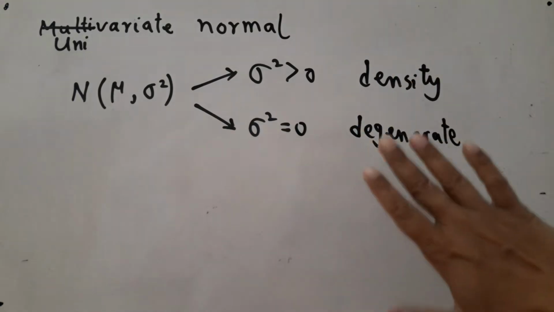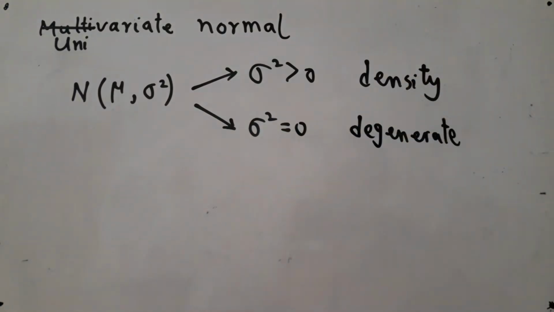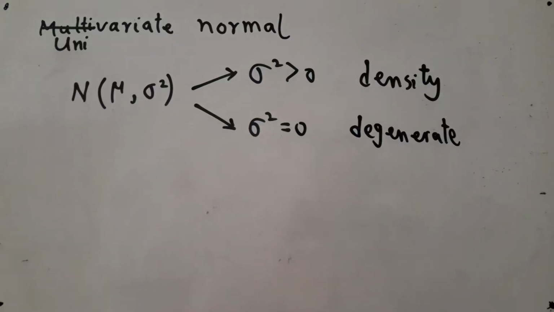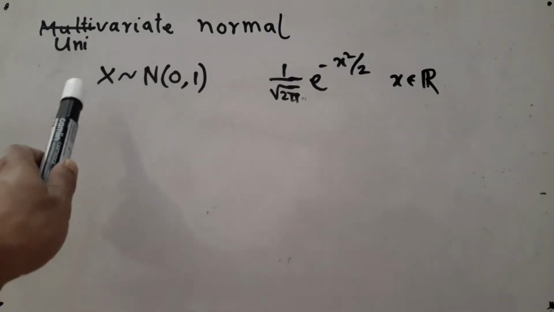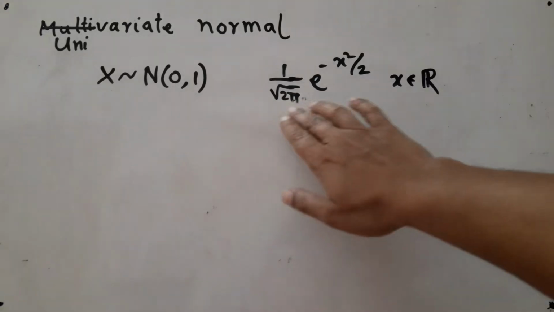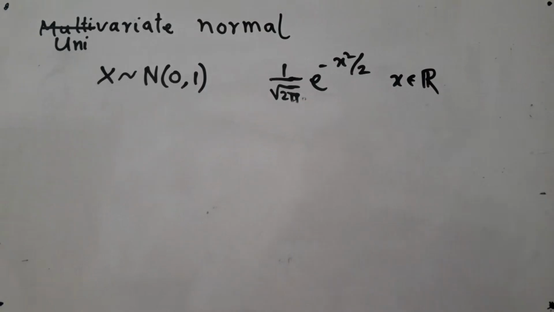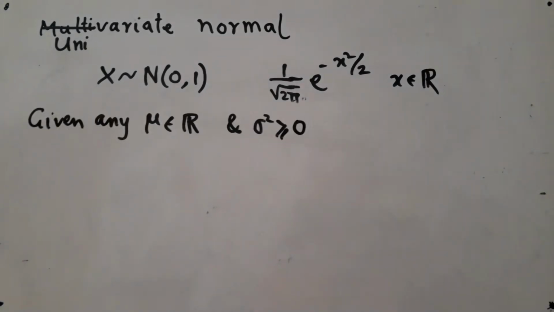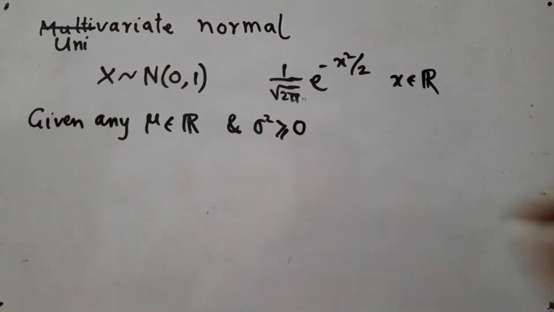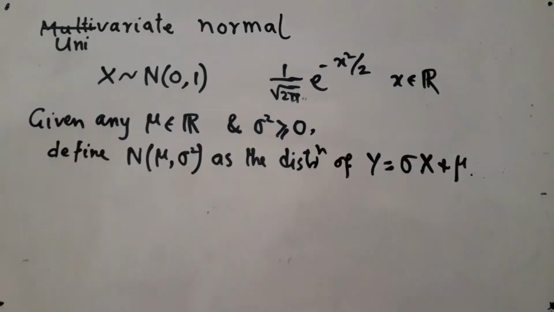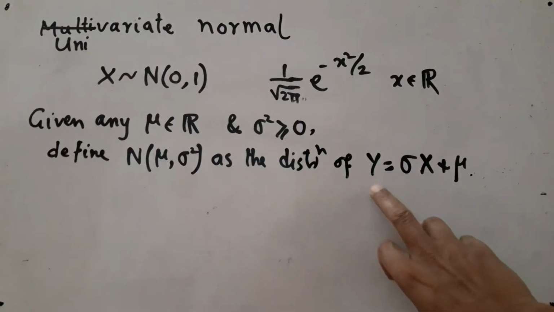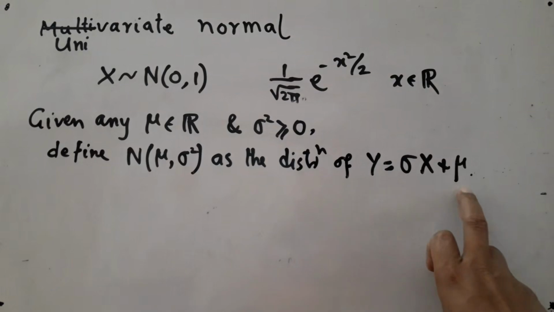Now we shall recast the same definition in a form which will be better suited for generalizing to the multivariate case. In the new formulation, we shall first define only this distribution, normal 0, 1, as the distribution having this as the density. Then, given any mu in R, any real number, and any sigma square greater than or equal to 0, we define the distribution normal mu sigma square as the distribution of y equal to sigma x plus mu.